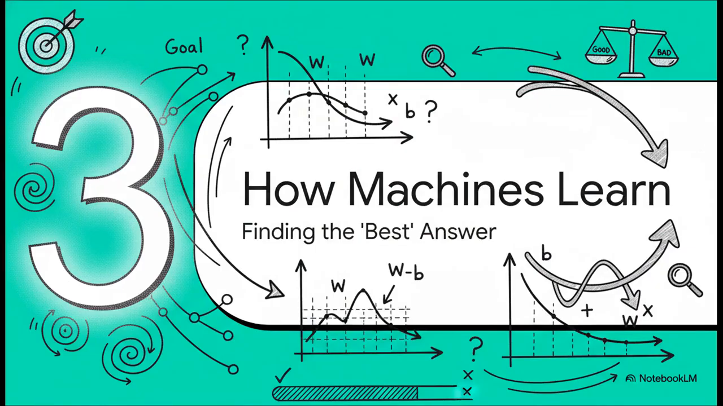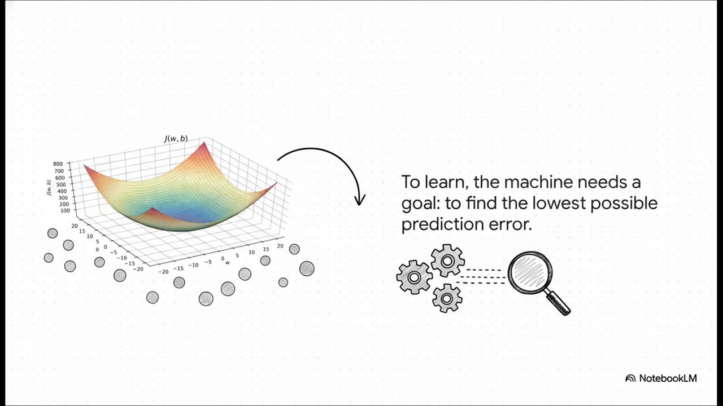Okay, so this is the big question, right? How does the machine actually learn the best possible values for all those different weights and the bias? Well, it needs a goal. It needs a way to measure how good or how bad its current predictions are. And this image just illustrates the concept perfectly. This 3D surface, it's called a cost function. I want you to think of every single point on this surface as a different version of our model with different values for w and b. The height of any point represents how much error that model has. The goal? Find the very, very bottom of the bowl, the one point with the absolute lowest error.